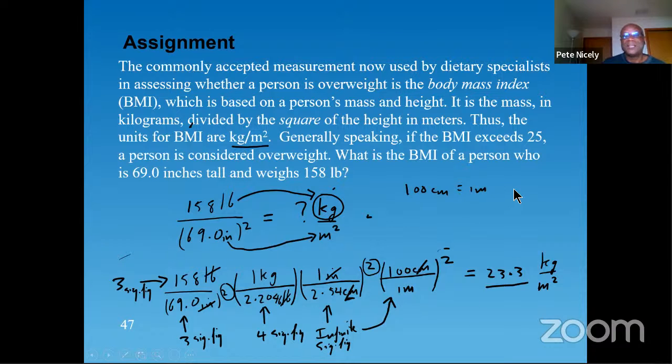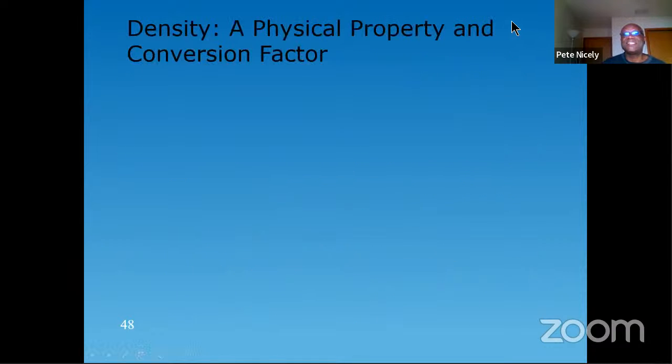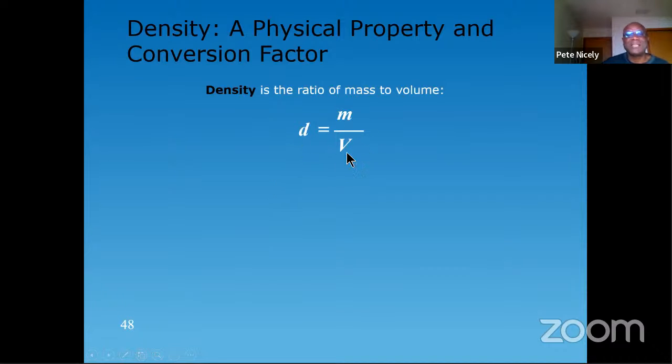Okay, so let's move along to density, which is another measurement. It's actually a combination of 2 measurements, and it's a very useful concept because it is used as one of those identifying characteristics of a substance. It's a physical property. It's specifically a quantitative physical property, and it is by definition the ratio of the mass to the volume of a substance, and can be represented by this formula right here. D, the density, is equal to mass over volume. So as such, the unit of density is dependent on the units that you use for mass and volume.